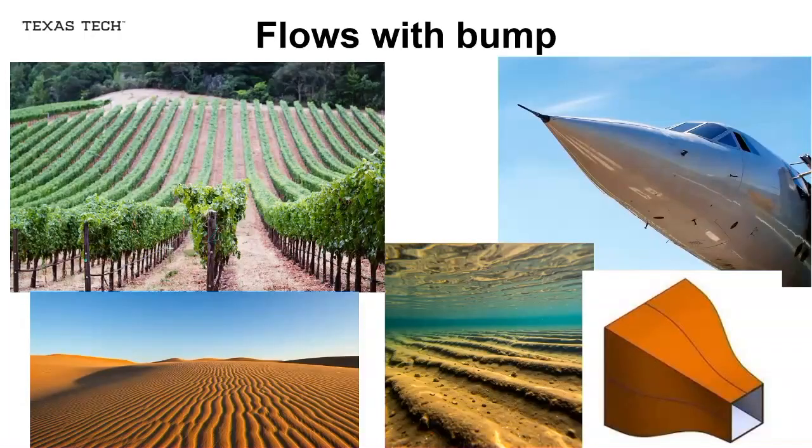So to motivate this work, what I'm interested in is studying real flows, and it turns out that most flows have perturbations such as bumps. Even a vineyard is on a hill, on the desert, on the bottom of the ocean. If you study a flow in a contraction of a wind tunnel, even over aircraft. So this is like a large-scale roughness element.